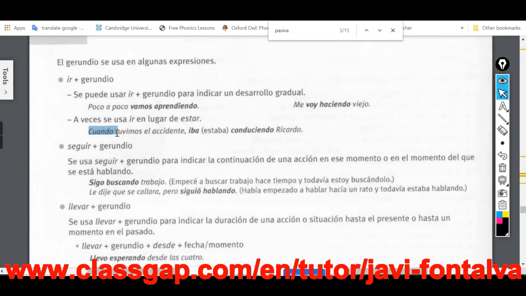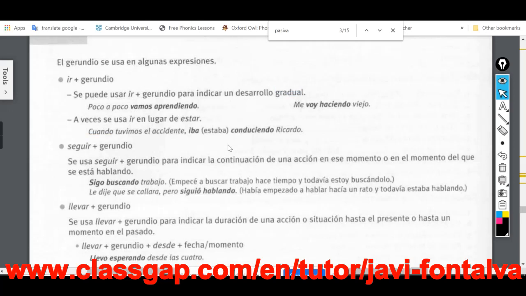And you would say me estoy. It's also possible. Me estoy haciendo viejo is also possible. But with this ir instead of estar, it's more of a gradual change. It's like you are putting emphasis on this gradual. So, voy trabajando. You can also say, voy trabajando, voy aprendiendo.